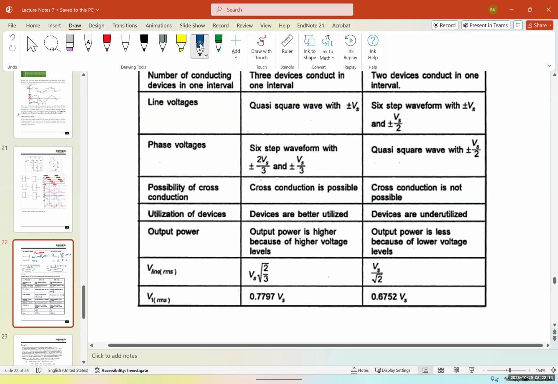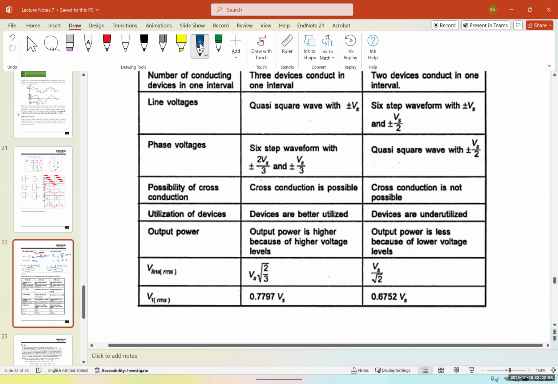So for the phase voltage, we have a 6-step waveform with positive and negative 2Vs over 3 and positive and negative Vs over 3. And for the 120 degree, we have a quasi-square wave with positive and negative Vs over 2. The possibility of cross conduction, which is actually a dangerous thing: for 180 degree it is possible because the switches are very close together. You may have 2 switches conducting at the same time, which we don't want. And for 120 degree, it's not possible.